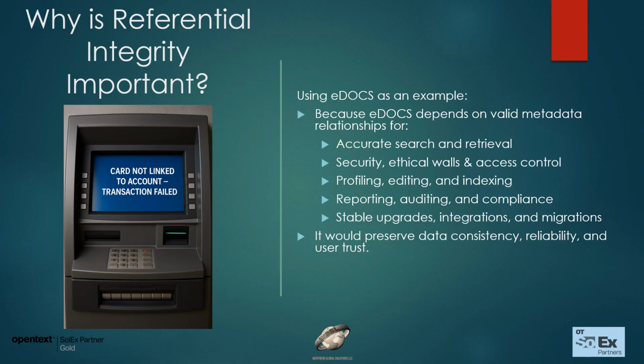Referential integrity matters because nearly everything in eDOCS depends on valid metadata links. Searching, profiling, saving documents, security checks, indexing, workflows, they all assume those links are correct. When they aren't, the system becomes unpredictable. It's not just an IT issue, it can affect productivity, accuracy, compliance, and user trust. Referential integrity ensures that all the links necessary for your debit card to work smoothly every time you use it. Imagine you try to use your debit card and you can't because those links break down.